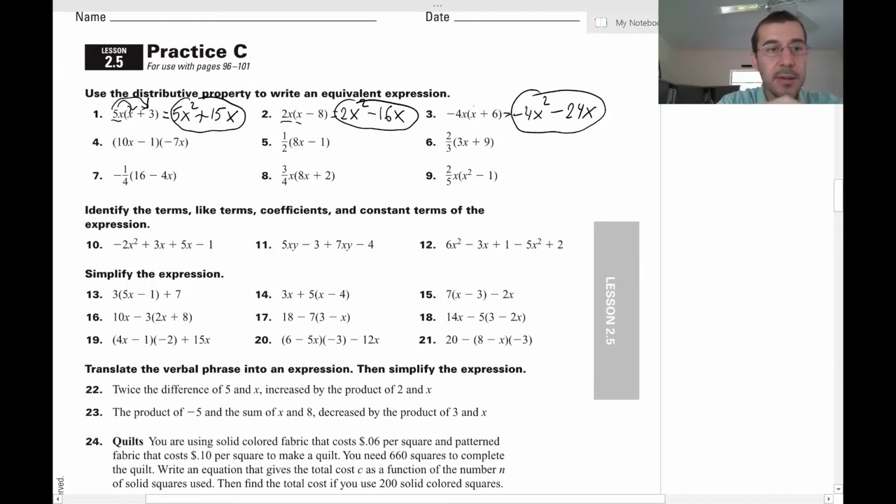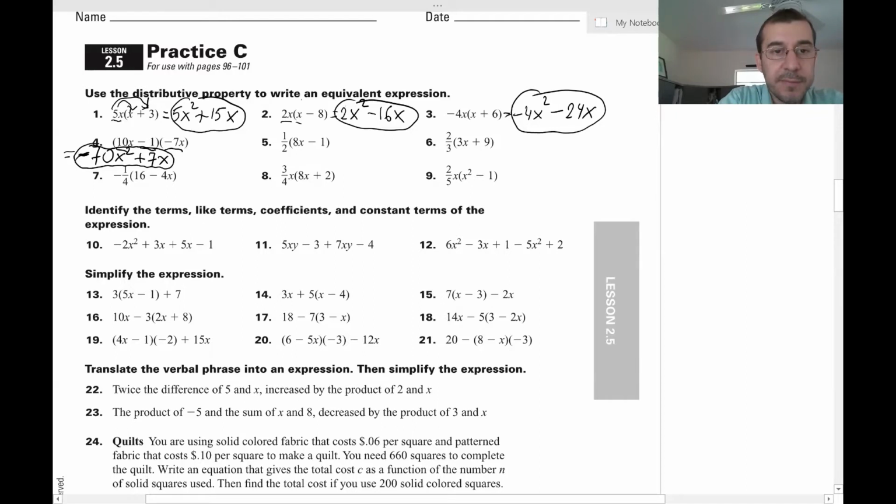Okay. Number 4, we have 10x times minus 7. 10 times minus 7, so minus 70. And then x times x is x squared. And then minus 1 times minus 7x is plus, right? Because minus times minus is plus. Then 1 times 7 is 7, and x. It's minus 70x squared plus 7x.